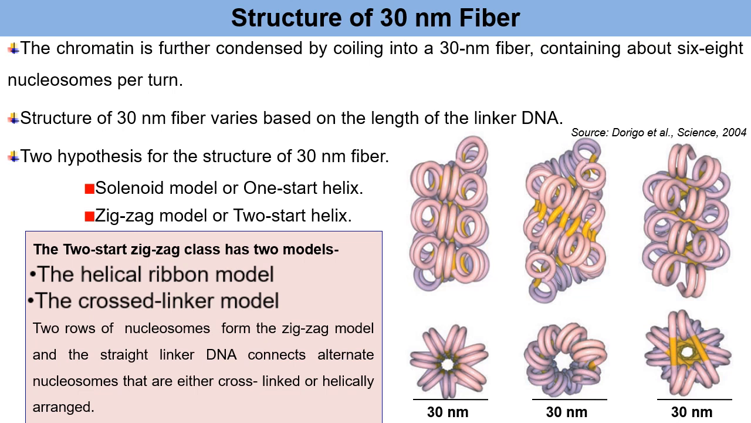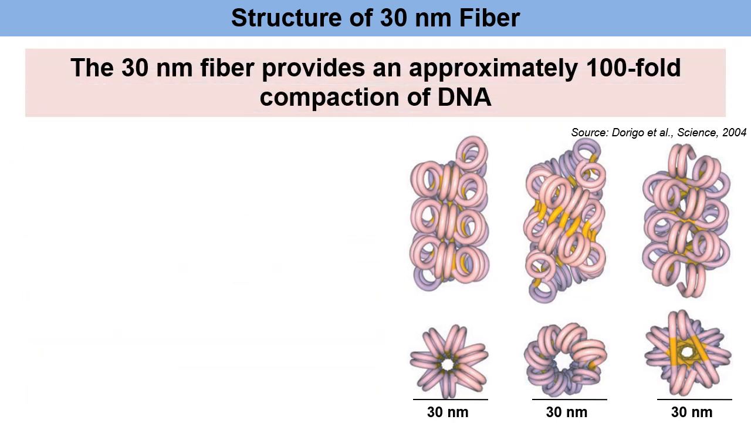In other words, in the zigzag model, the nucleosomes are arranged in a zigzag manner. This form actually requires a longer linker DNA as compared to the solenoid model, and therefore it is likely to be observed in species with longer linker DNA. Overall, the 30 nanometer fiber provides an approximately 100-fold compaction of DNA.